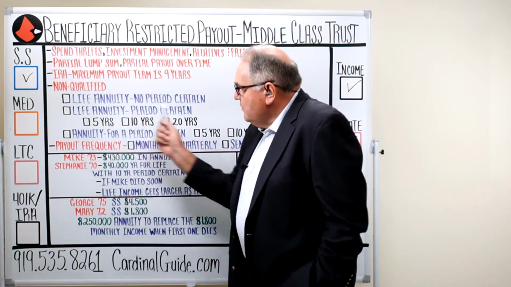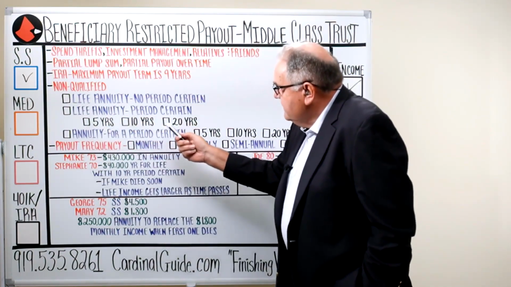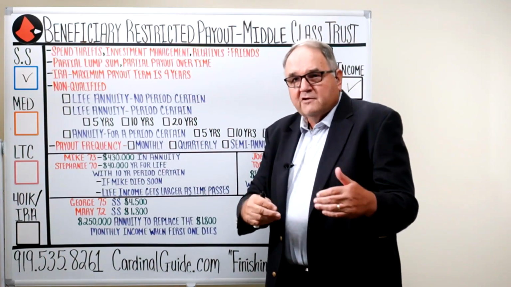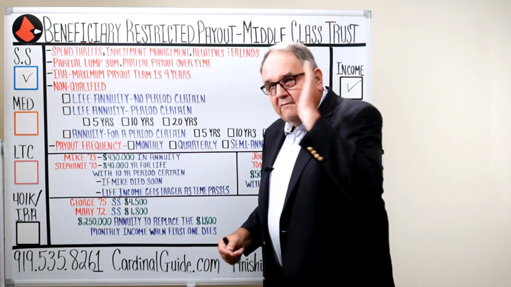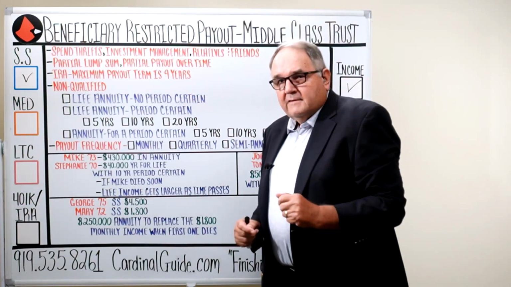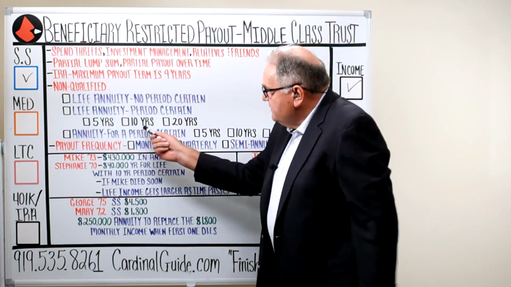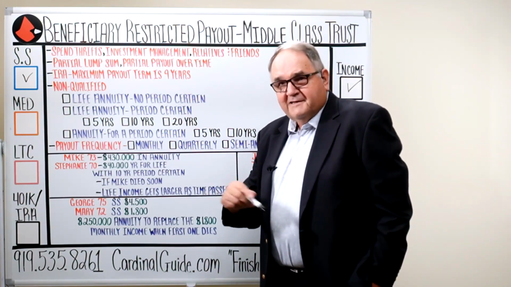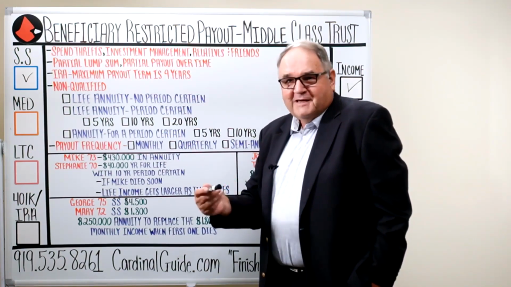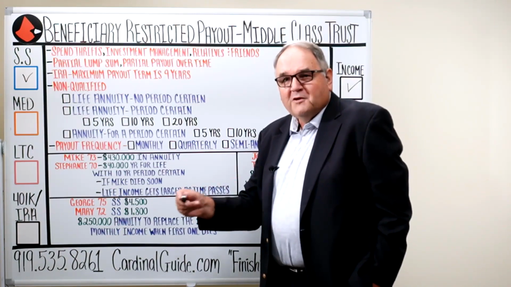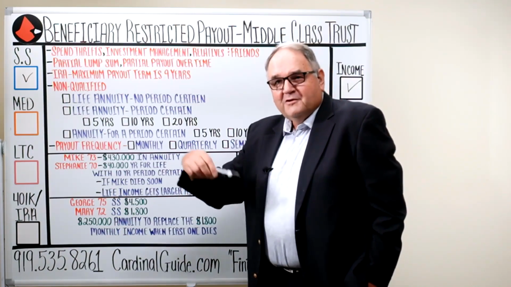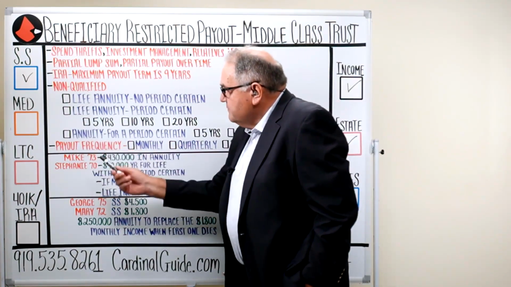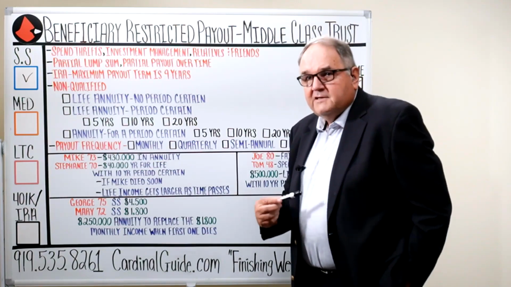The next one is the more desirable. It's a life annuity with a period certain. What that simply says is we're going to pay the beneficiary this amount for the rest of their life. But if they don't live 10 years, if you pick the 10-year period certain, then the contingent beneficiary will get, say they live 6 years, then those 4 more years of payments will go to the contingent beneficiary.